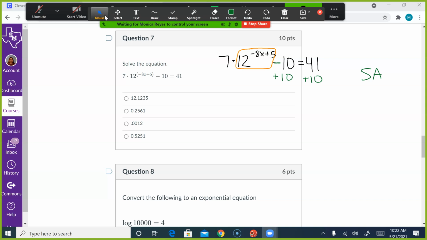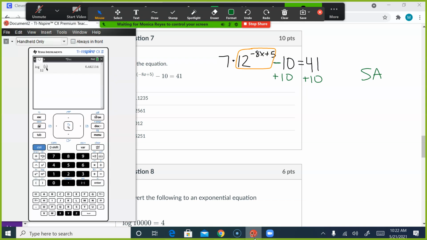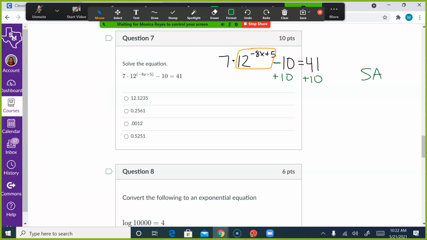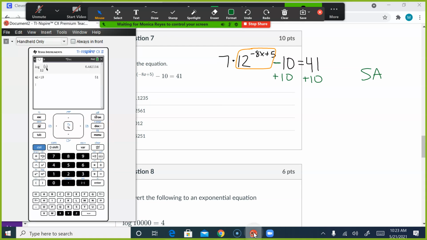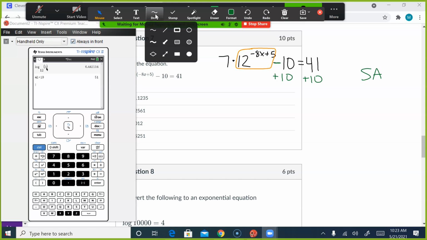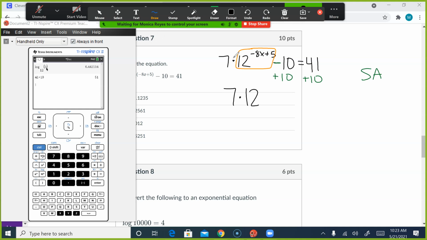And again, this is where you're going to need your calculator because there's going to end up being a lot of decimals. So 41 plus 10 first gives us 51. So 7 times 12 to the negative 8x plus 5 equals 51.